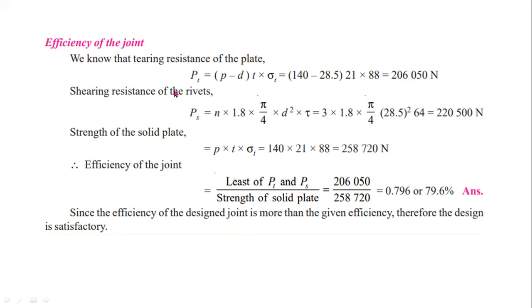This is the formula for strength of the unriveted joint. So efficiency of the joint equals the least value of Pt, Ps divided by the strength of the unriveted joint. Here the joint efficiency is 0.796, that means 79.6% is the joint efficiency. Since the efficiency of the designed joint is more than the given efficiency, therefore the design is satisfactory. So this is the final answer for this second problem.